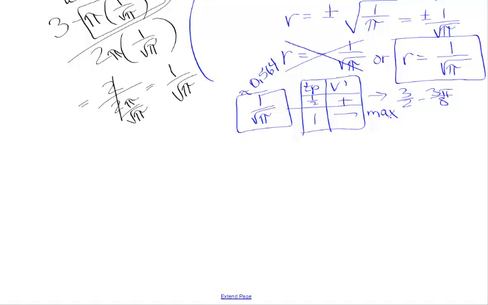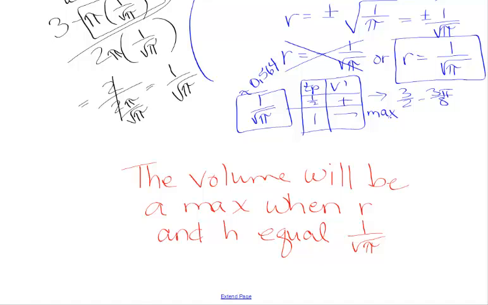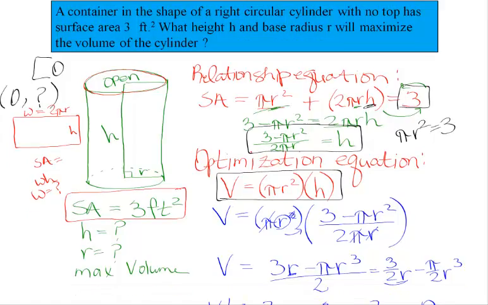So, final step, the volume. Ask in words, answer in words. The volume will be a max when r and h equal 1 over the square root of pi. Back to the question for units: feet.